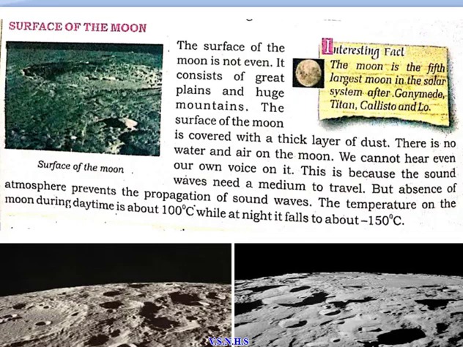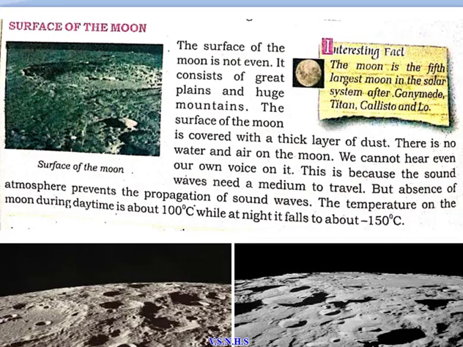Okay, so if two persons sitting or standing on the moon want to talk with each other, they must take the help of satellites, otherwise they can't talk. Why? As sound needs a medium to travel from one place to another. But on the moon there is no atmosphere. So due to the absence of atmosphere, that is a material medium, sound fails to propagate, that is, travel from one place to another. Here is the reason: sound waves need a medium to travel, but the absence of atmosphere prevents the propagation of sound waves.